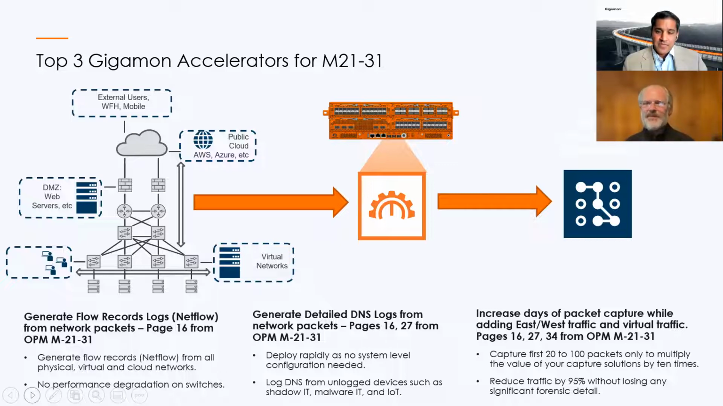The third example was the increased packet capture time by using some of the packet data reduction techniques that Gigamon has. And I'm not exaggerating when I say that we can reduce the amount of noise going to a packet capture device by 95%. And this is going to enable you to scale to add the different areas of visibility that you're being required to look at using your existing tool investment that you already have.